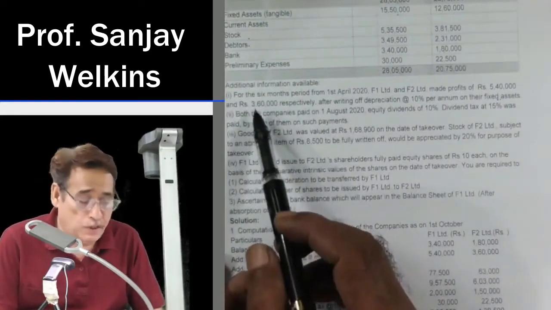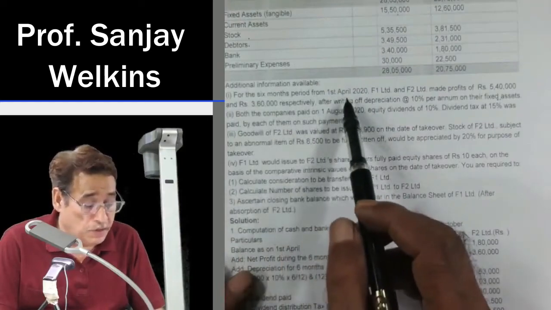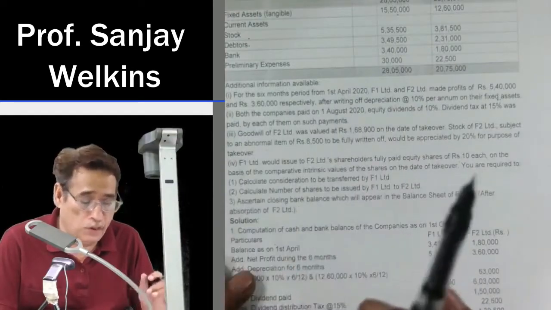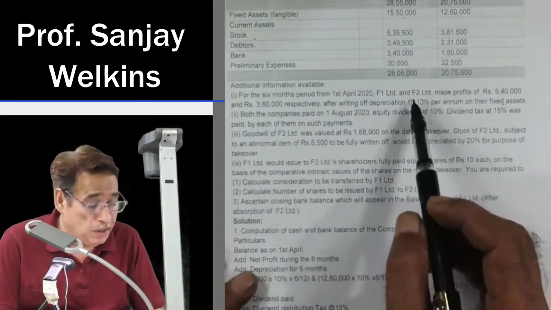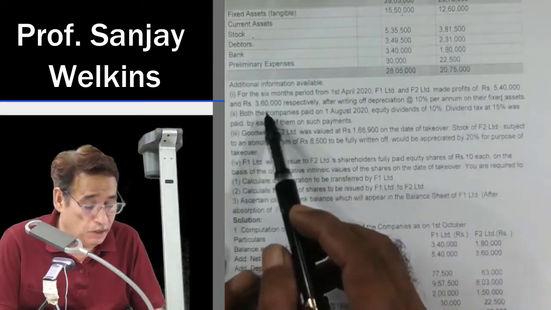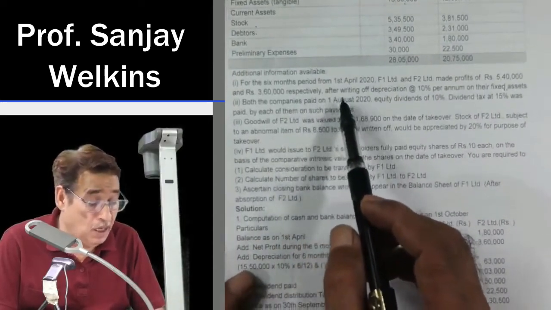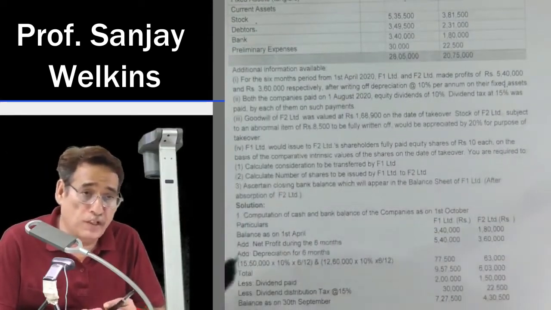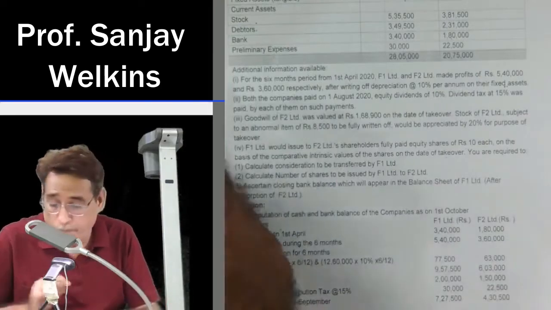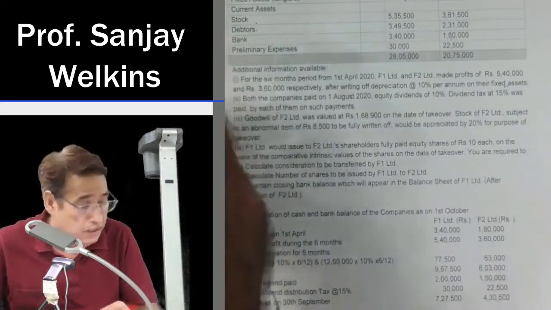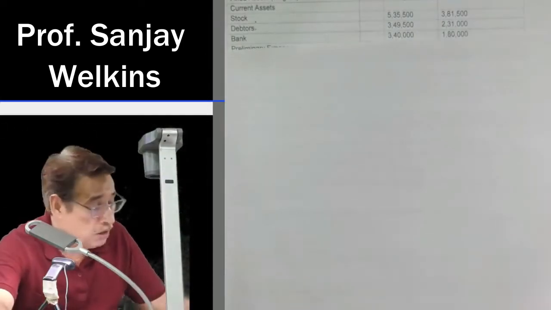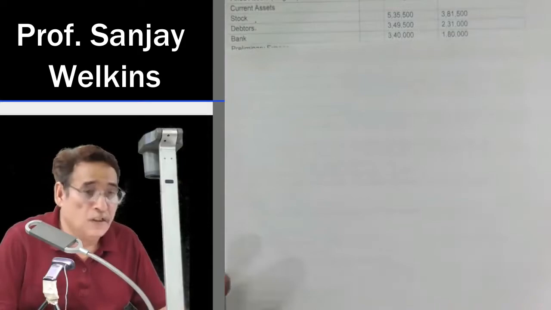Additional information now is given to you for the first 6 months from the 1st April 2020. For the first 6 months period from 1st April 2020, F1 Limited and F2 Limited made a profit of 5,40,000 and 3,60,000 respectively after writing off depreciation at the rate of 10% per annum on their fixed asset. Now the very first line requires a bit of discussion in the sense that I will take a rough sheet simultaneously to explain the question so that you understand it better. Correct?